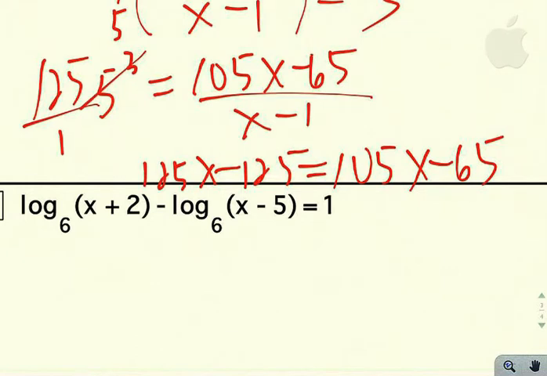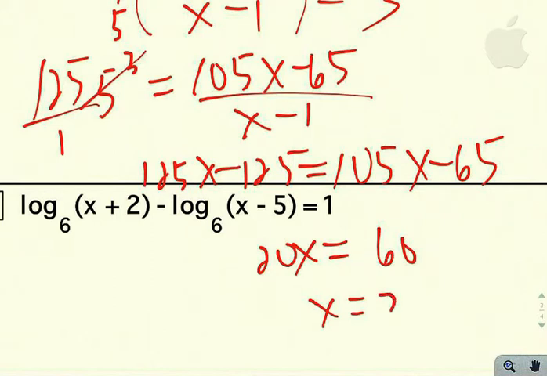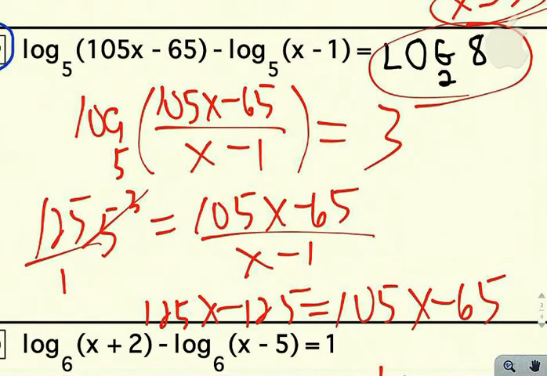And that would give us 20x equals 60. X then is 3. And it's legit. If you were to plug it in here, you'd be taking the log of a positive number. The same thing is true there.